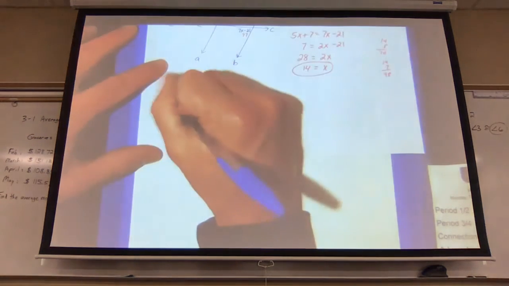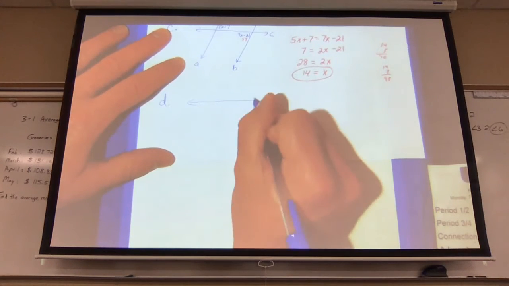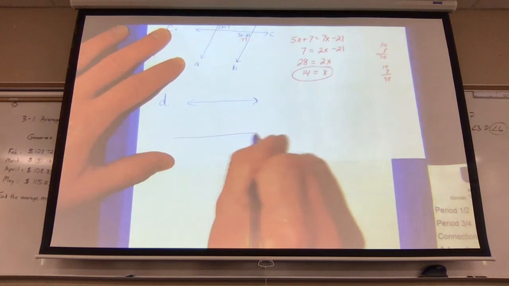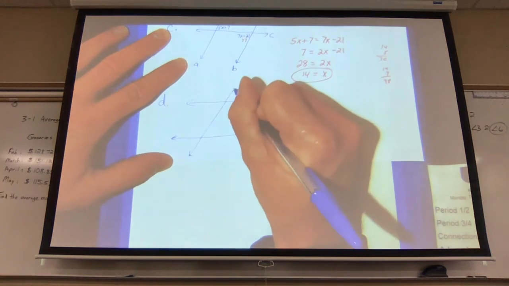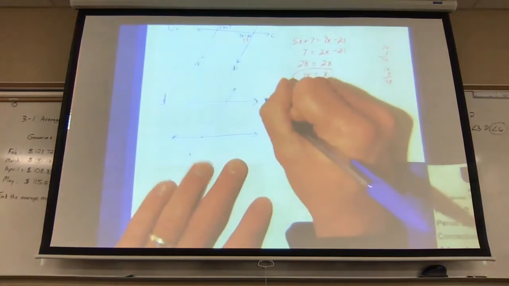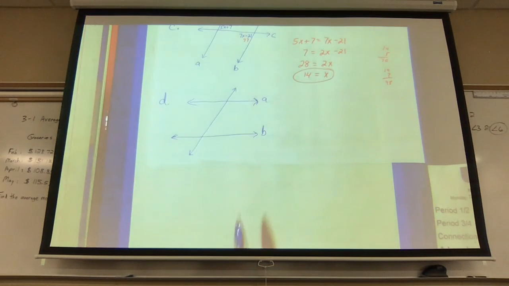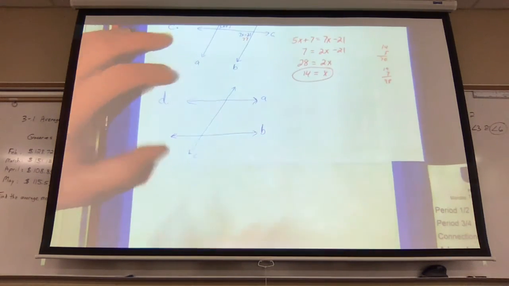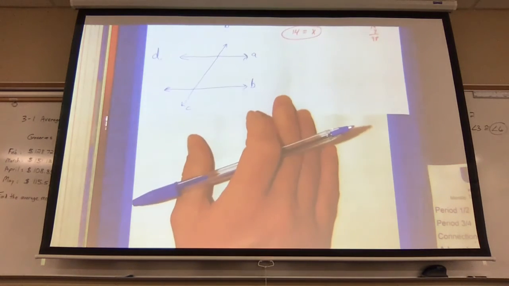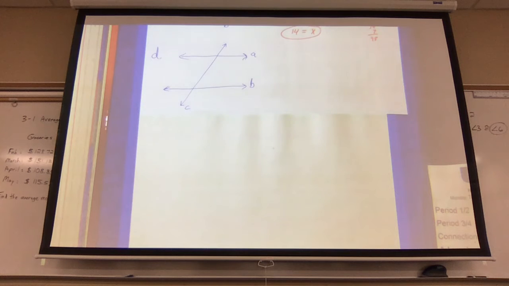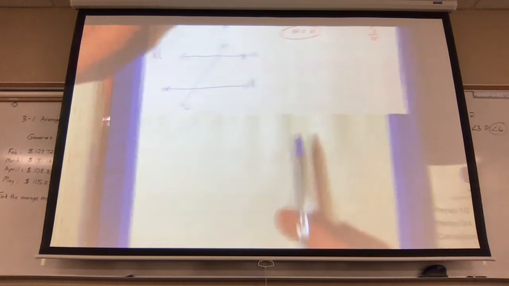All right, let's try one more of these. We'll make our picture a little bit different here. This time A and B are the two horizontal lines, and line C is the diagonal one. And we're going to do the exact same thing. We're going to find x so that A is parallel to B.